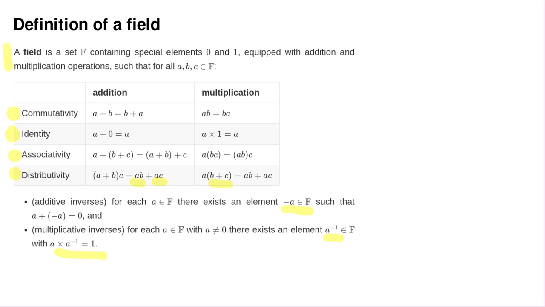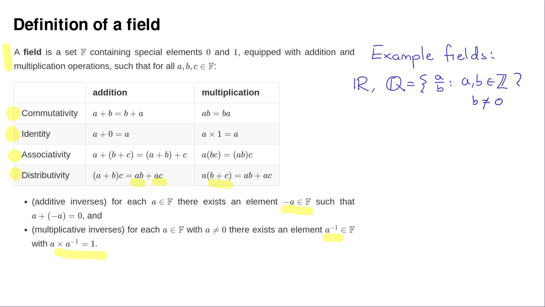Furthermore, you can see that we already know lots of examples of fields. You could take the real numbers R. This obeys all of the rules on this page. You could take the rational numbers Q. That means all of the fractions where the numerator and denominator are integers. So A over B, where A and B are integers and B is not 0. Or the complex numbers. Those would all be examples of fields.